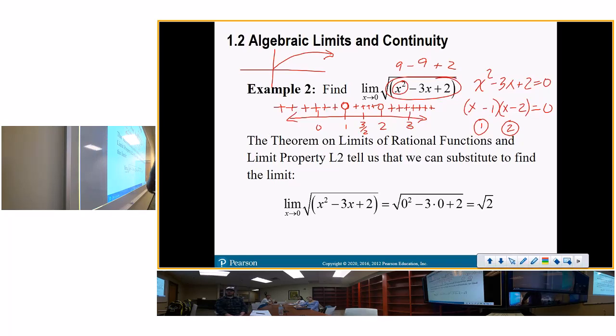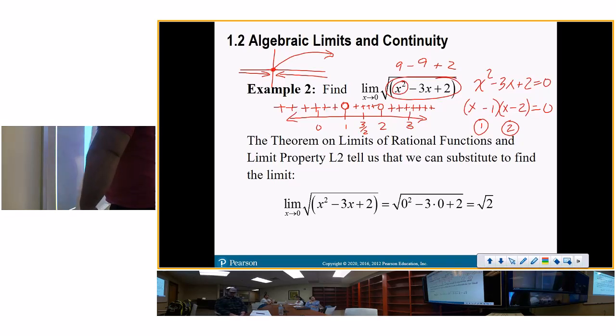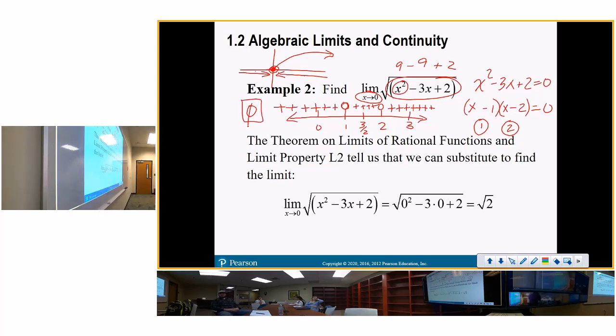Should. So what happens when I approach from the left and the right? What is my point? When x approaches from the right and x approaches from the left, what's my y? As x approaches 0 from the left and the right, what is my y? 0. So my limit is 0. That's another test question.